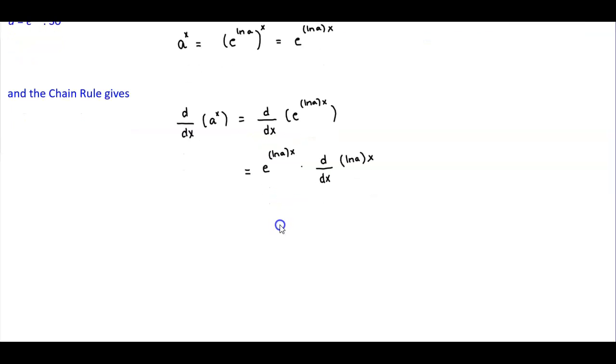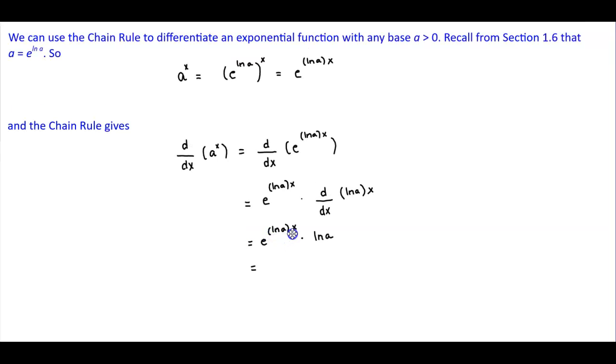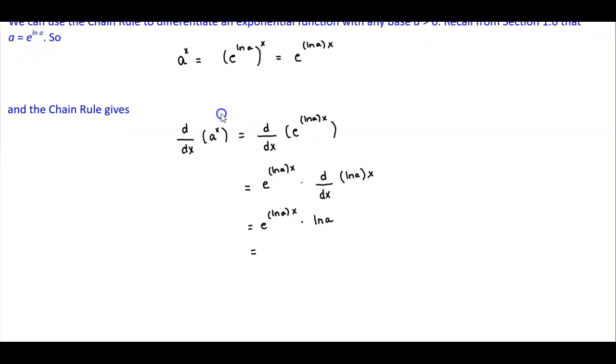So what happens here? We end up getting e to the power of the natural log of a times x, and the derivative of the natural log of a times x, since the natural log of a is a constant, is the natural log of a. And what do we know about e to the natural log of a times x? We know that's a to the x power. So we can substitute this to be a to the x times the natural log of a.